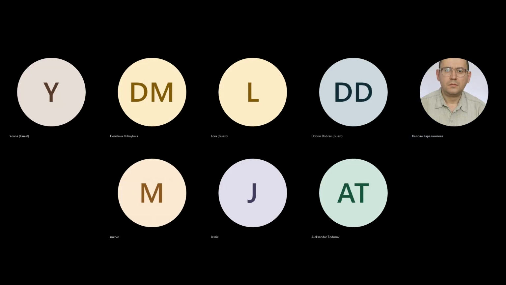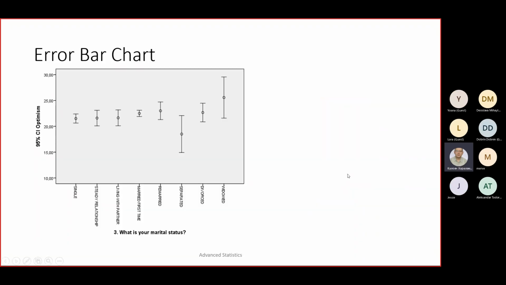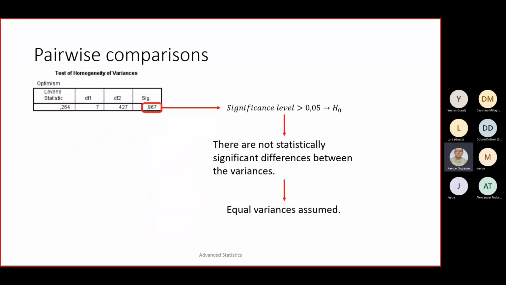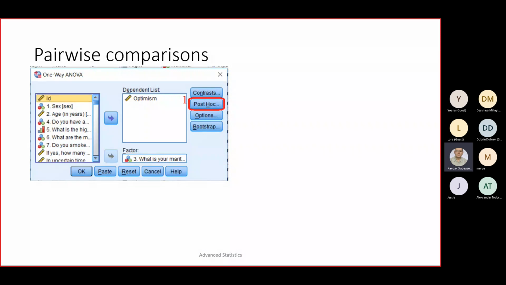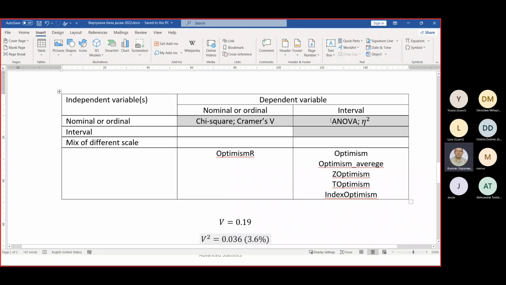Let's continue with the same analysis, but with more independent variables. The method is called multiple ANOVA, or MANOVA.